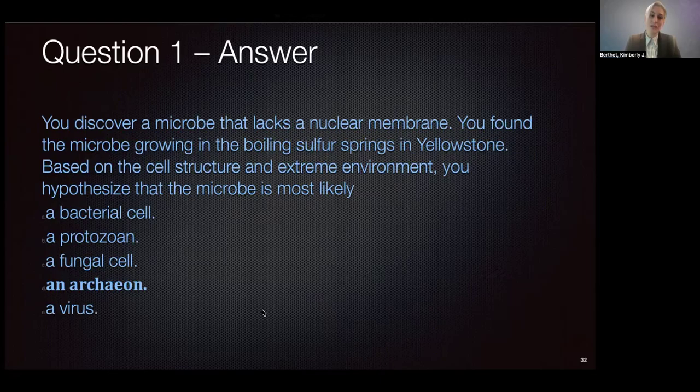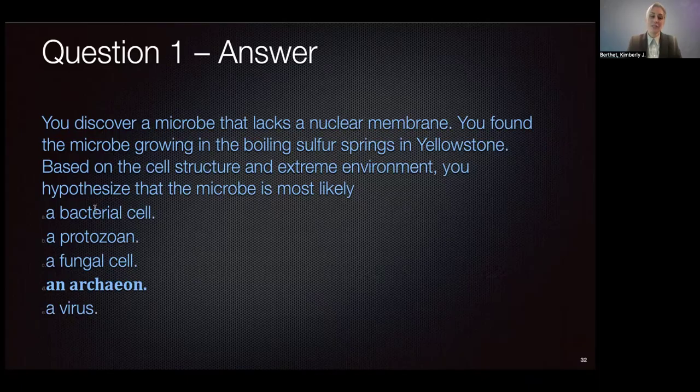And we see it's going to be archaea. So some of the hints about it being archaea would be the fact that this lacks a nuclear membrane. So archaea and bacteria lack nuclear membranes. A virus would not be considered a living organism. So here we see the microbe is growing, so we can exclude virus. Fungus would have a nuclear membrane, and protozoa would have a nuclear membrane.